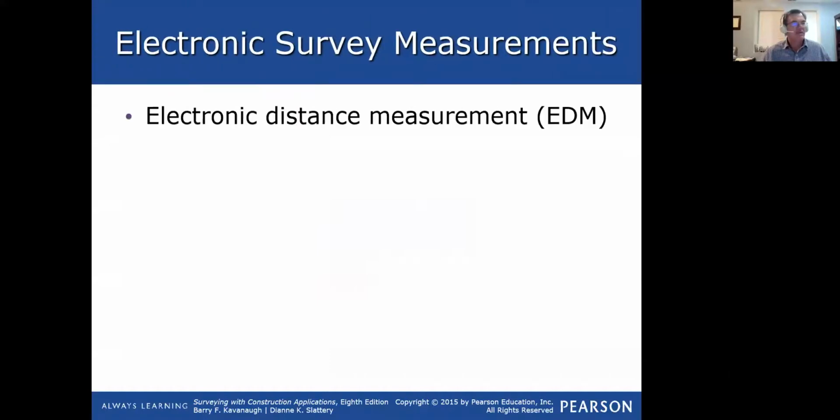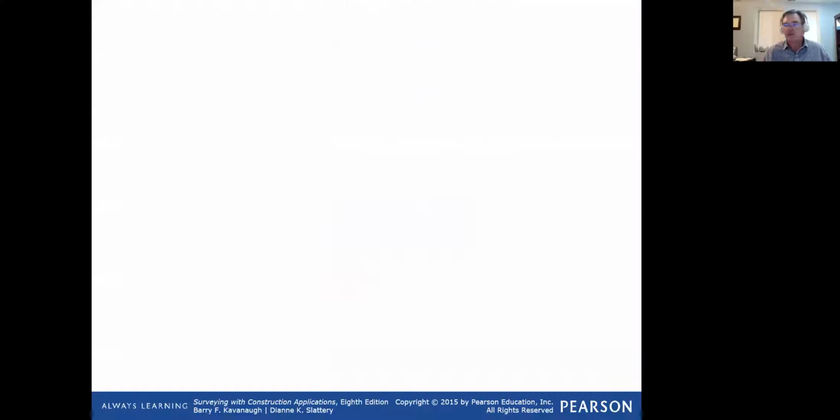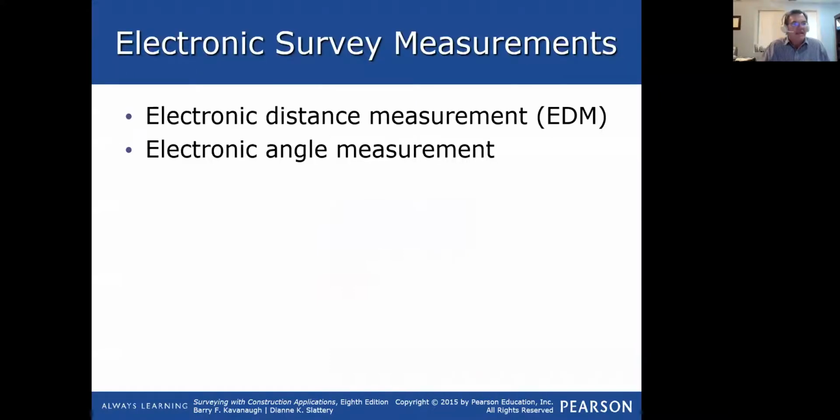All right, so electronic survey measurement. We've already talked about that EDM is what's going to be referred to as an electronic distance measurement. We also are now looking at electronic angle measurements that are in your total stations. The main thing to understand is that we're moving from a manual instrument to an electronic instrument that is capable of measuring distances and angles.